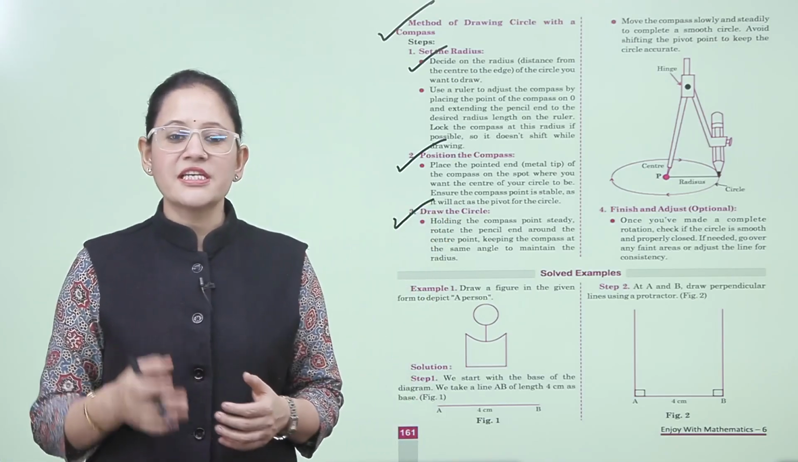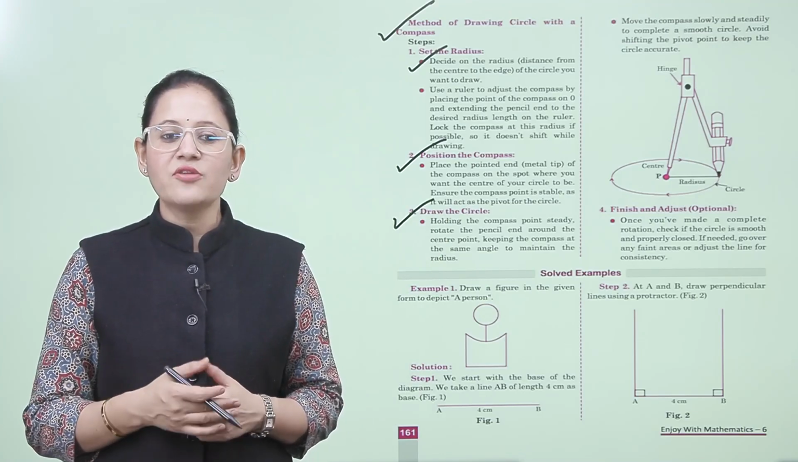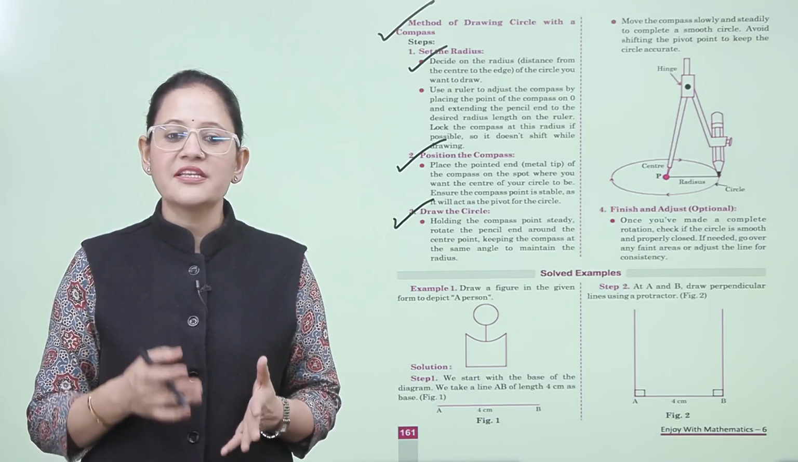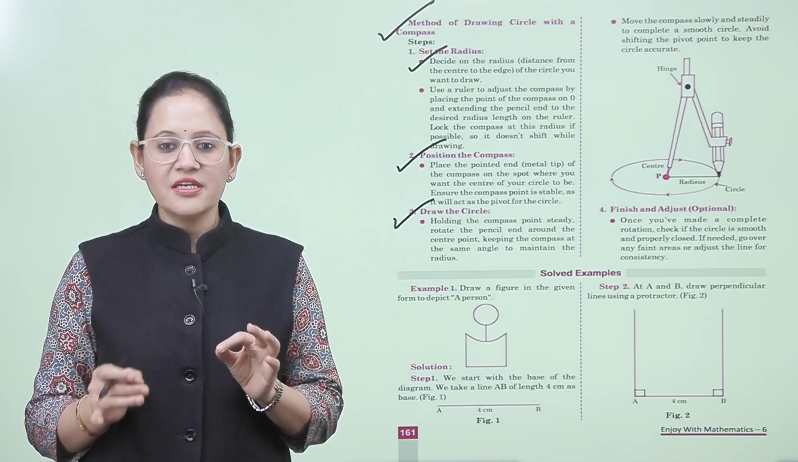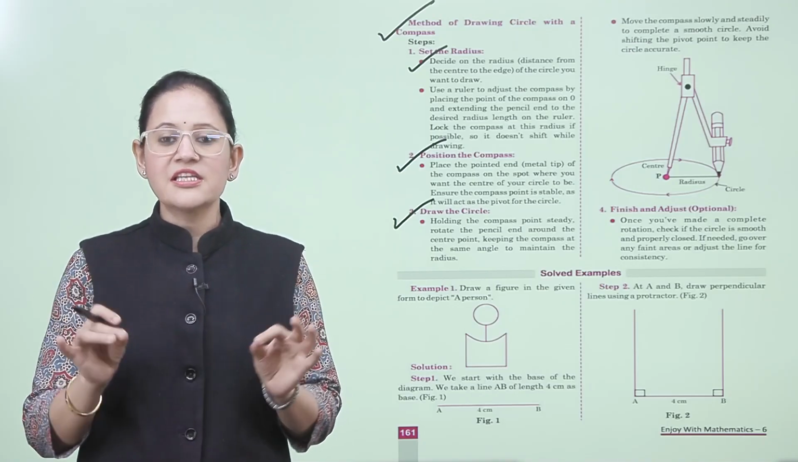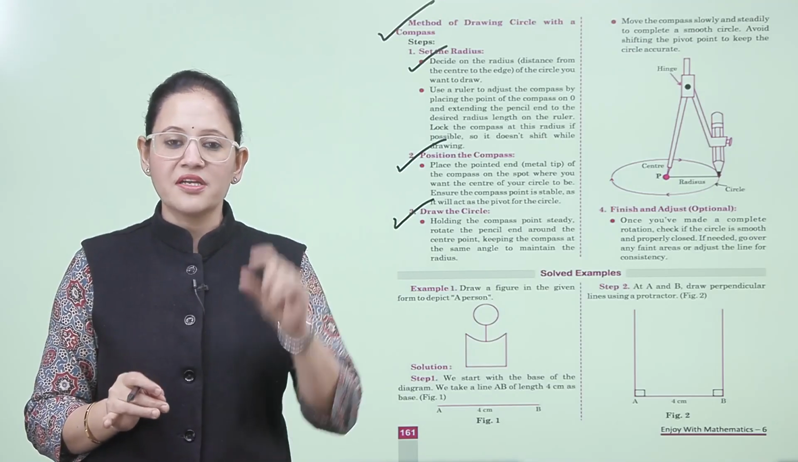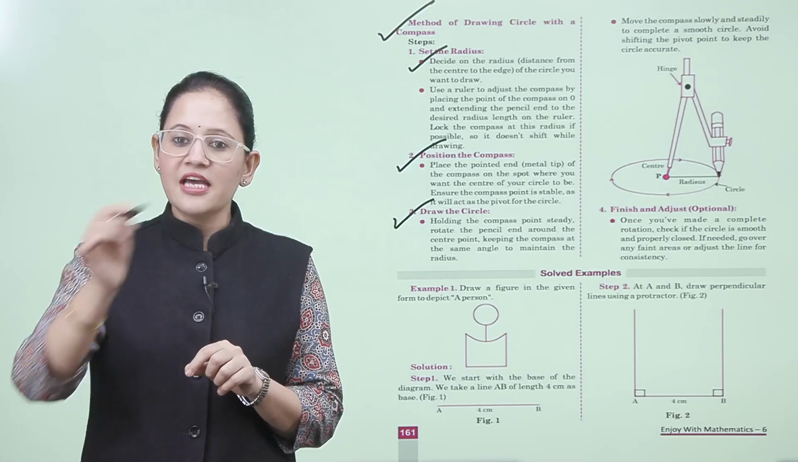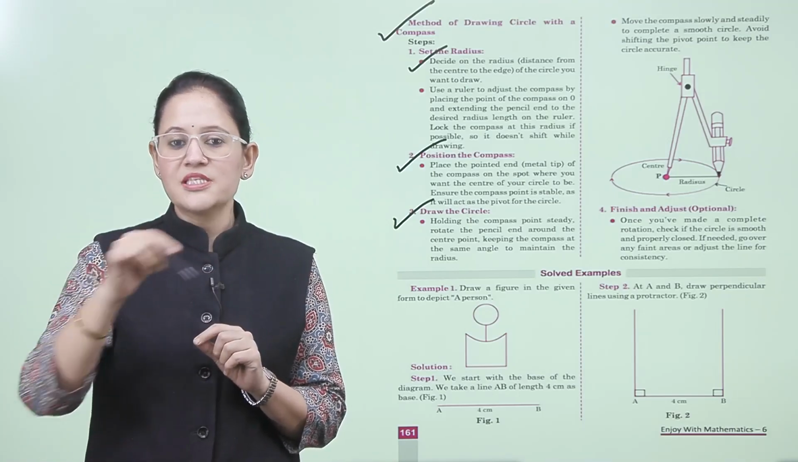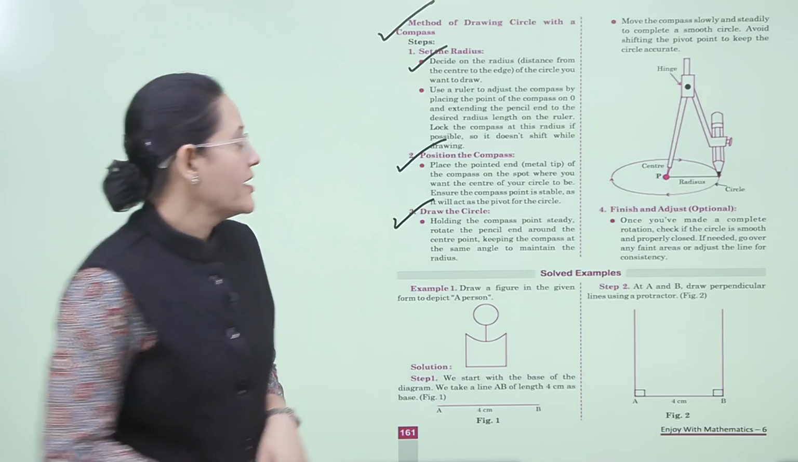Holding the compass point steady, rotate the pencil around the center point, keeping the compass at the same angle to maintain the radius. So, without moving or adjusting the distance, whatever radius we have taken, we will fix the metal tip on the paper and then rotate the other arm, the pencil one, and draw the circle. Clear?